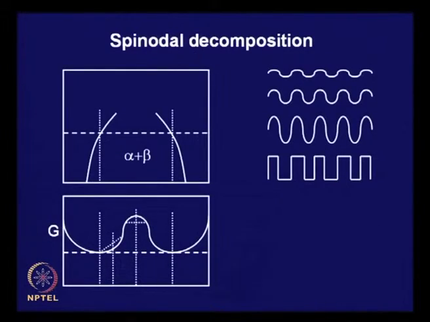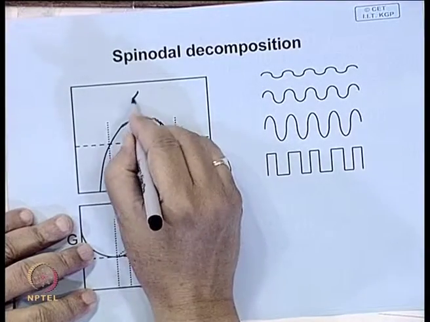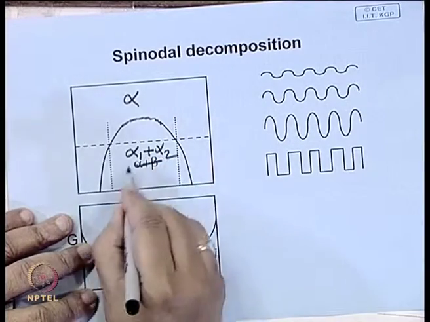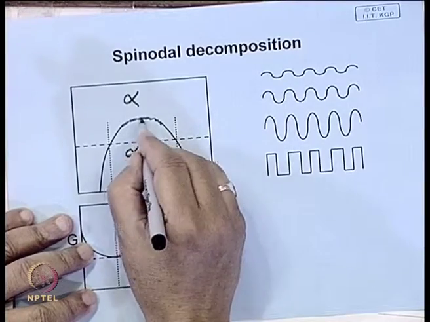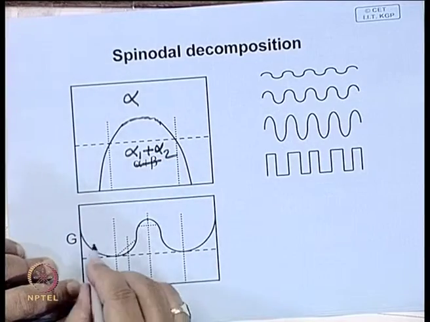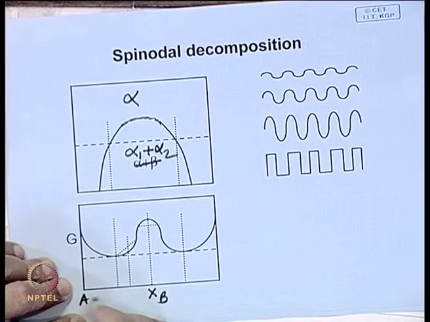Now, a quick look at another method of precipitation, which is called spinodal decomposition. It does not take place in all alloys. It typically takes place in alloys where you have a miscibility gap, something like this. Here is a region where alpha breaks down into two solid solutions below a particular temperature. In this case, if you look at the free energy composition diagram, this is X B atomic, this is A, this is B.